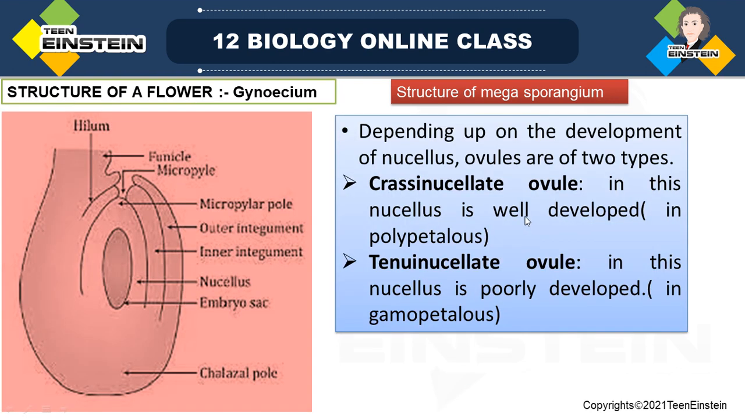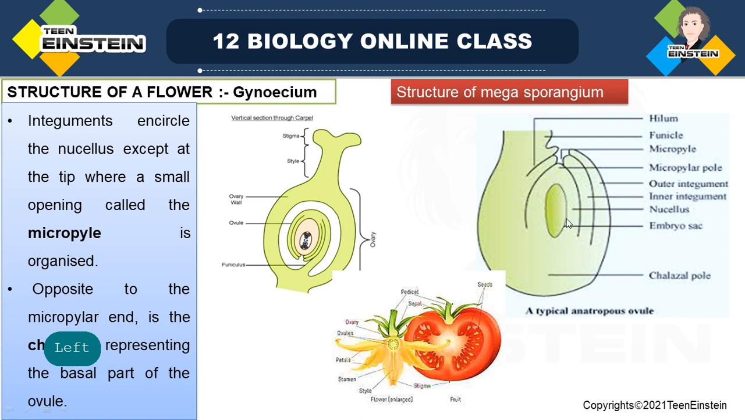This portion, the area surrounded inside the integuments, is called the nucellus. The integument covers a mass of cells called the nucellus, and this nucellus forms the body of the ovule. The nucellus is a mass of parenchymatous tissue, enclosed within the integuments.